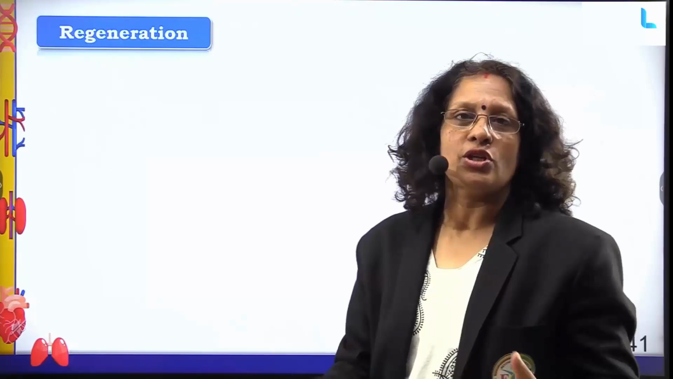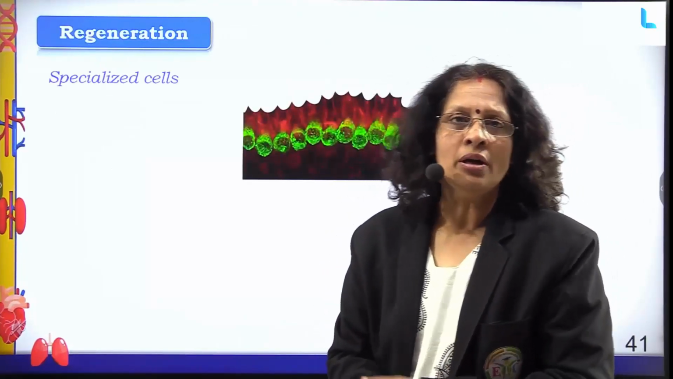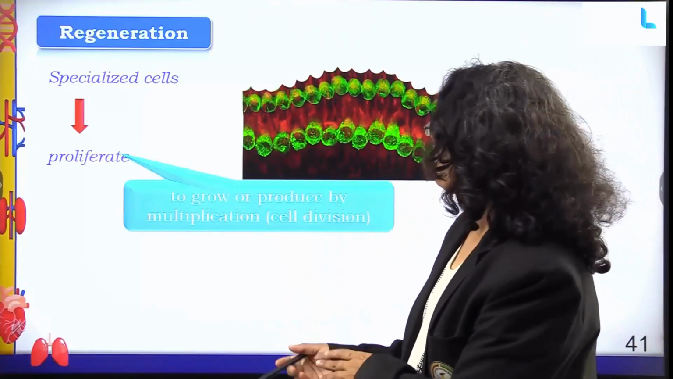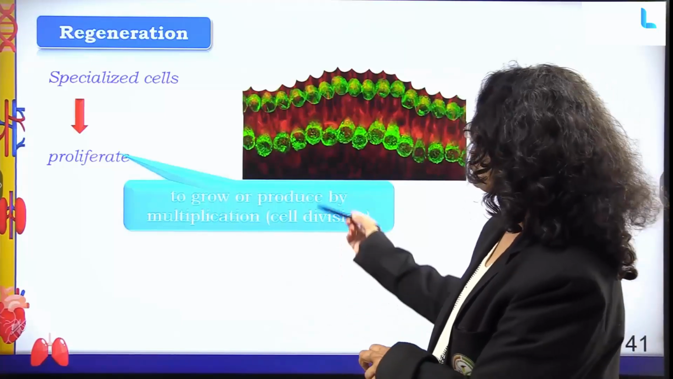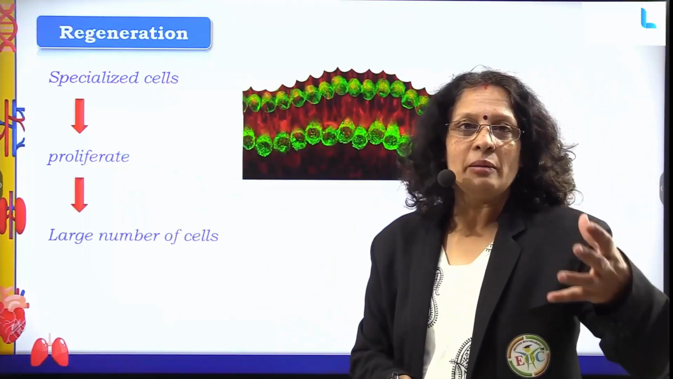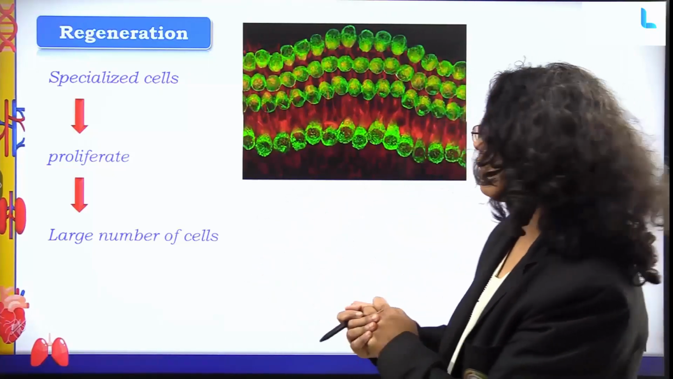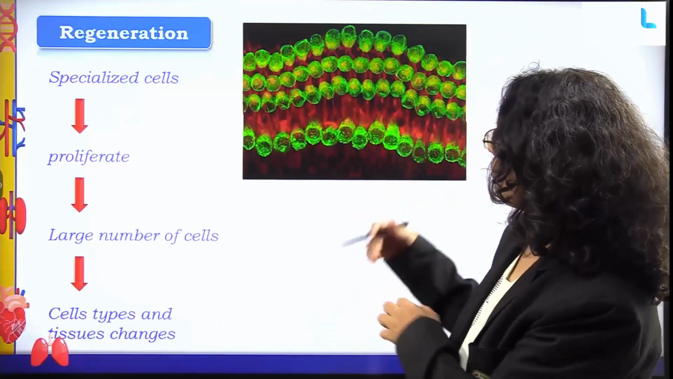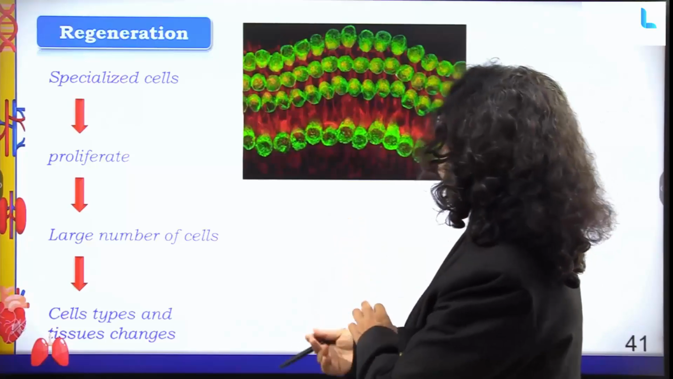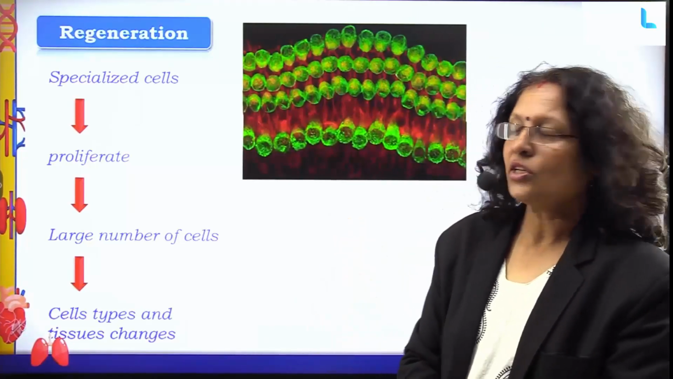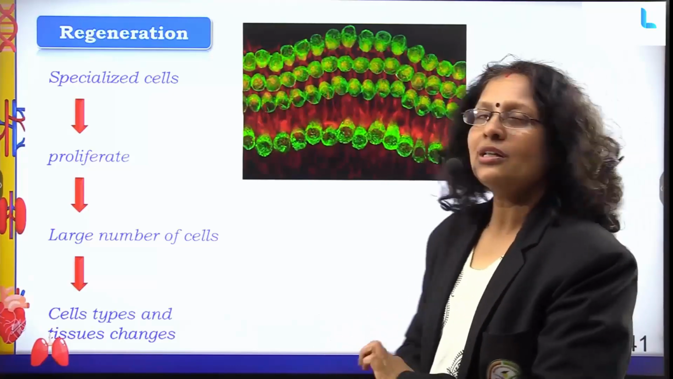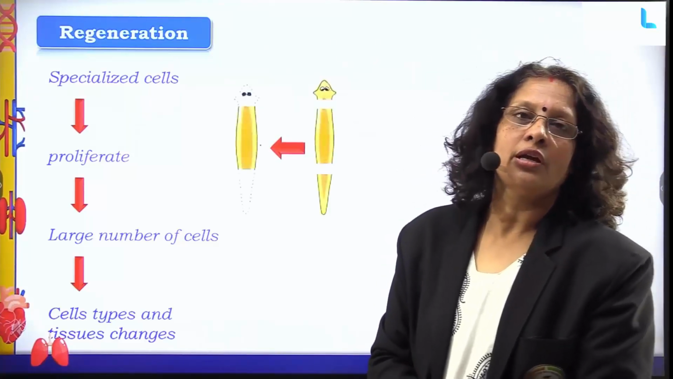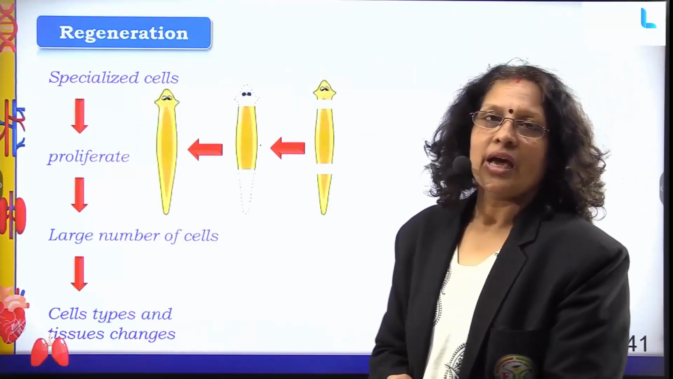Let us find out how regeneration happens. It is not happening in humans, but in some animals it is possible. Okay, so specialized cells should be there, which proliferate, that is, grow or produce by multiplication and cell division. Specialized cells should be there in the body, so they will multiply and grow and make up a complete organism. We can see here a large number of specialized cells which can multiply, and cell types and tissues will change, because when regeneration happens, small changes will happen. But their body will not work as efficiently as a human body, but yeah, they can regenerate.